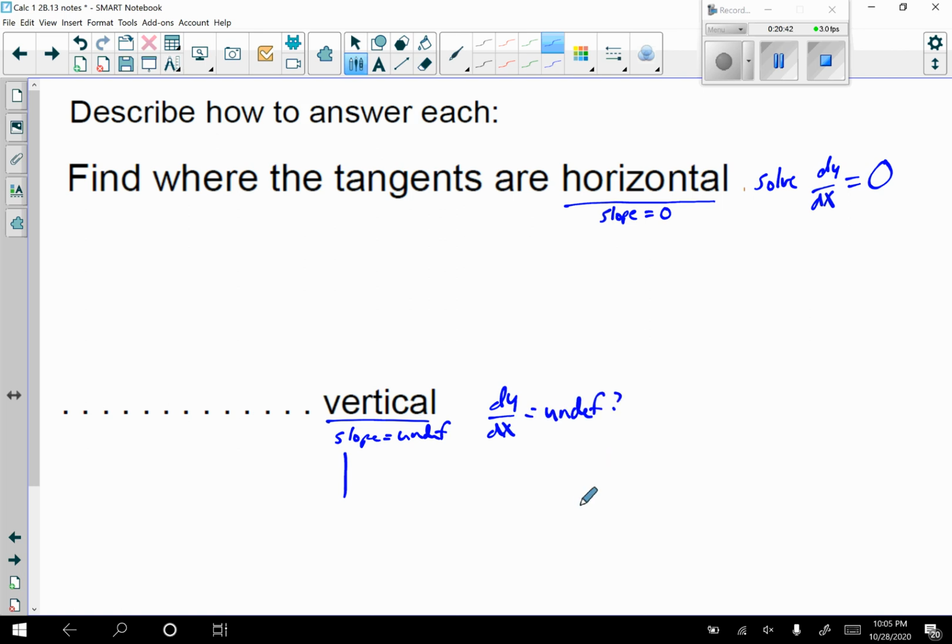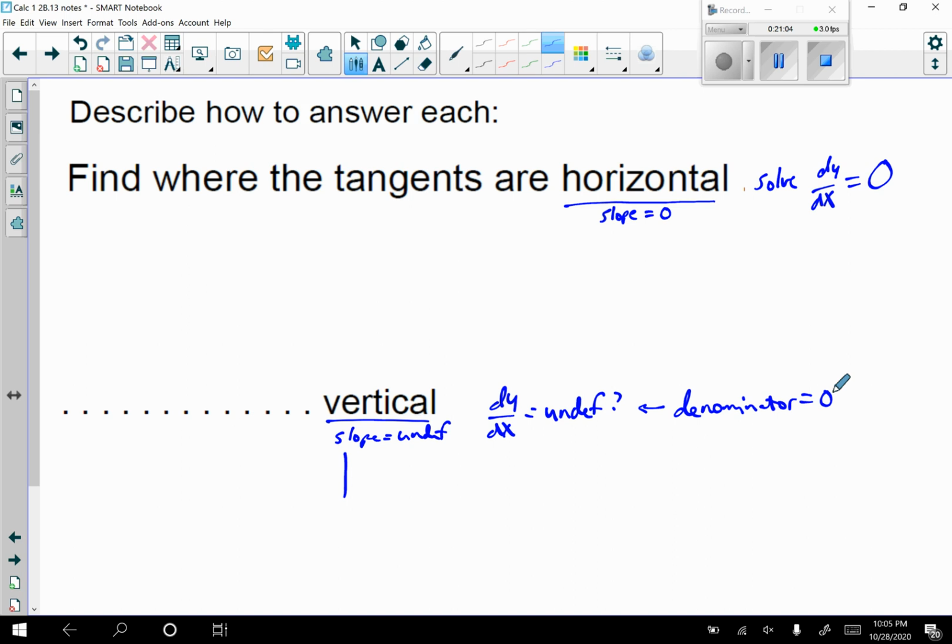Well, we could say, well, dy dx equals undefined. Is that what we do? Well, what makes it undefined? Well, if the horizontal, we usually have a fraction with numerator equals 0, makes a fraction 0. So this one really means denominator equals 0. That's what we do to find the vertical tangent lines.